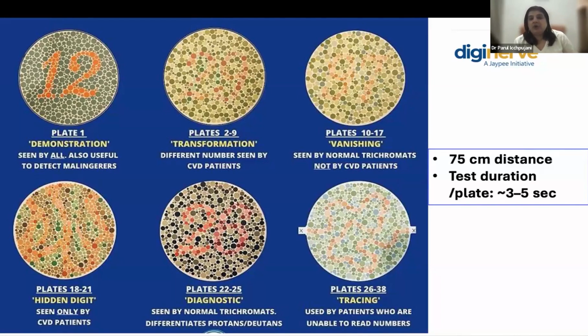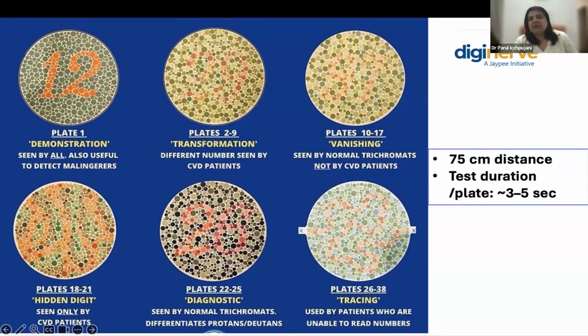Now, plates number 10 to 17 are called vanishing plates. These are seen by normal trichromats. These are seen only by those of us who can read the colors, but not by color vision deficient patients. Plates number 18 to 21 are called hidden digits. Now, people who are normal cannot read any digit in such plates, but somebody who has color vision deficiency will be able to pick out a number in this.